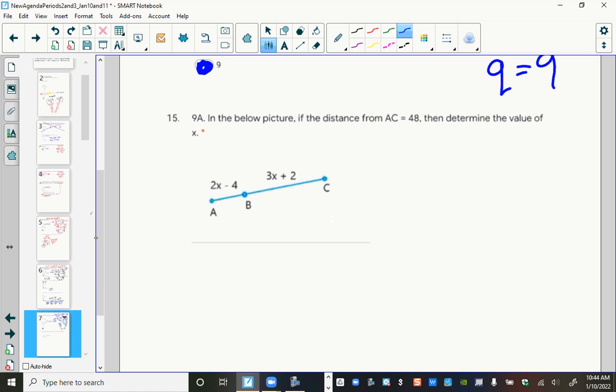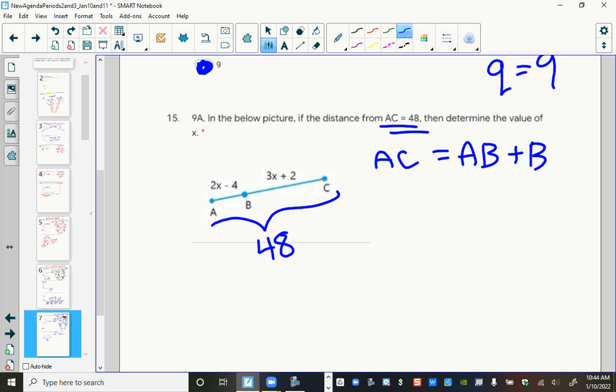Now, here's what's going on here. It gave us the distance from A to C. A to C was how long? 48. But what do we notice about AC? It's split into two. So AC is, remember, AB plus BC. Do we agree to this first line that we just wrote? That's the key step. You've got to get this step first.